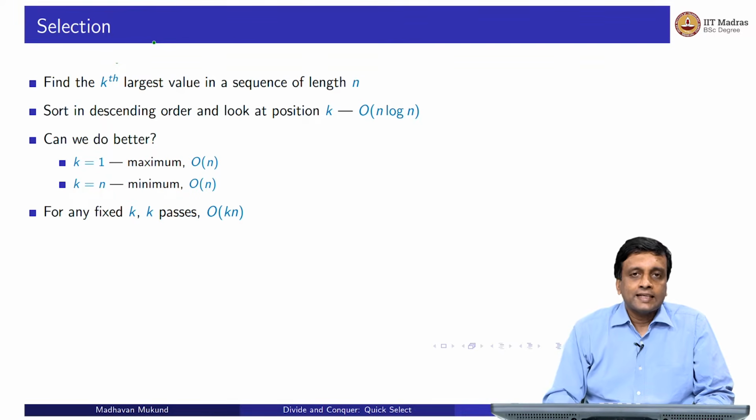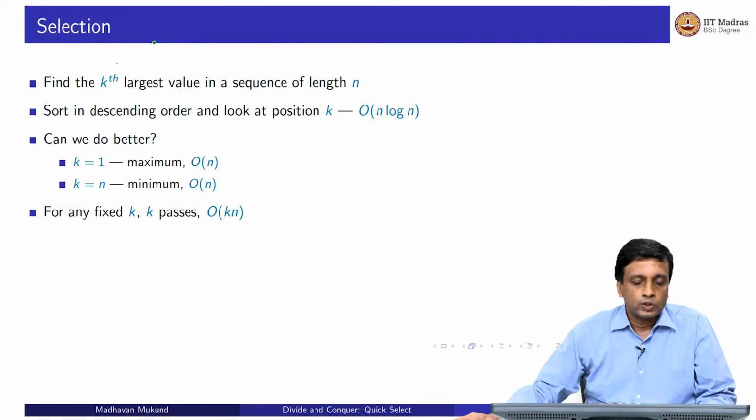If we fix a k, then of course in the first pass we can find the largest, and then among the remaining in the second pass we can find the second largest. So, we can make k passes, and in order k times n time we can always find the kth largest. Now, the problem is that as k becomes large, for instance if k is like n minus 1 or n by 2, then this will become order n squared.